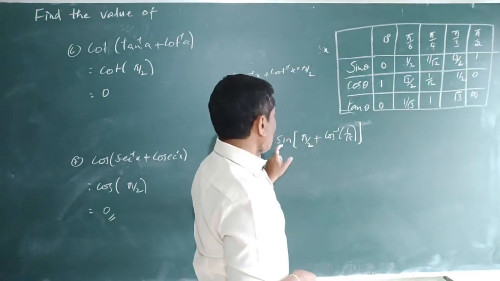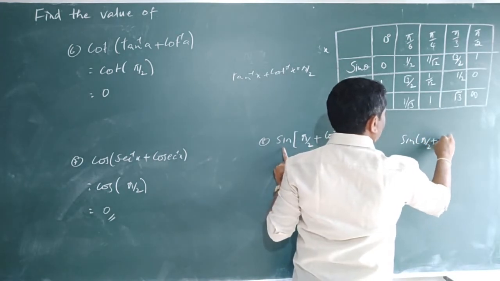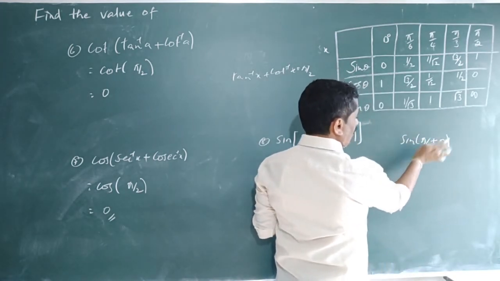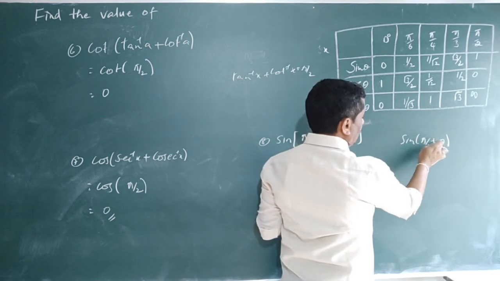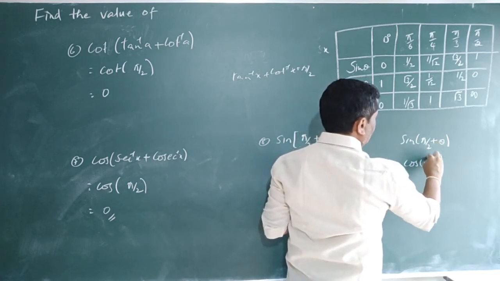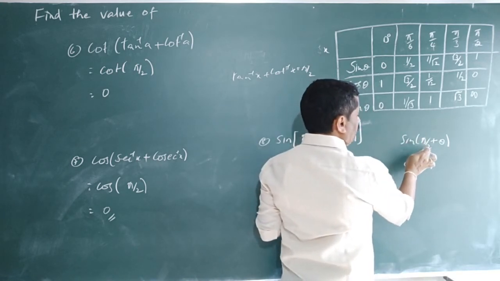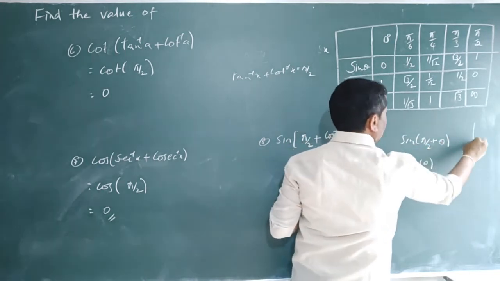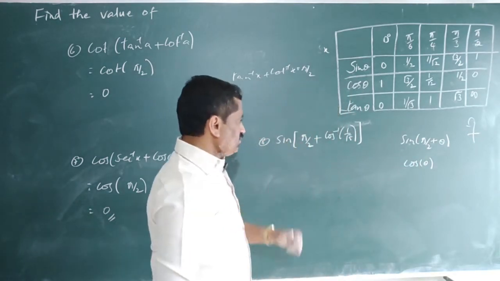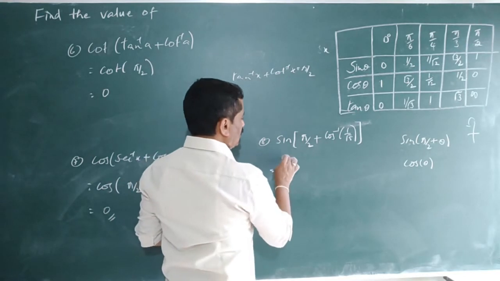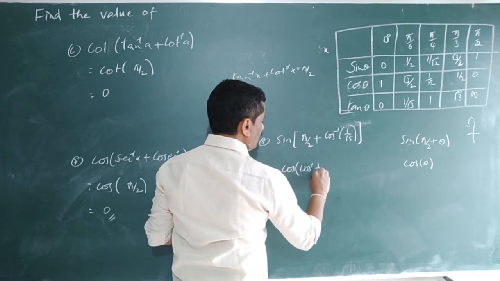Next here we have sine of pi by 2 plus cos inverse of 1 by root 5. Now this is in the form of sine of pi by 2 plus or minus theta, here sine of pi by 2 plus theta. We know that this can be written as cos of theta. Sine of pi by 2 plus theta comes in which quadrant? Second quadrant. Sine is positive there, therefore a positive value. By using the same method, this can be written as cos of cos inverse of 1 by root 5.